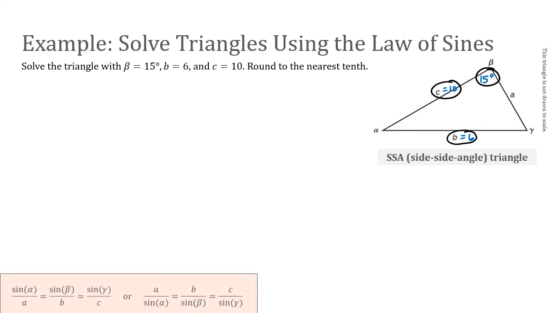We have an anchor with the 15 degrees and the side length across from it of 6. So we are in business to use the law of sines. Now in this situation, we are also being given a side length of 10, which is across from angle gamma. So that's where I'm going to begin. And I'm going to write that the sine of gamma over side 10 is equal to my anchor, the sine of 15 degrees over 6.